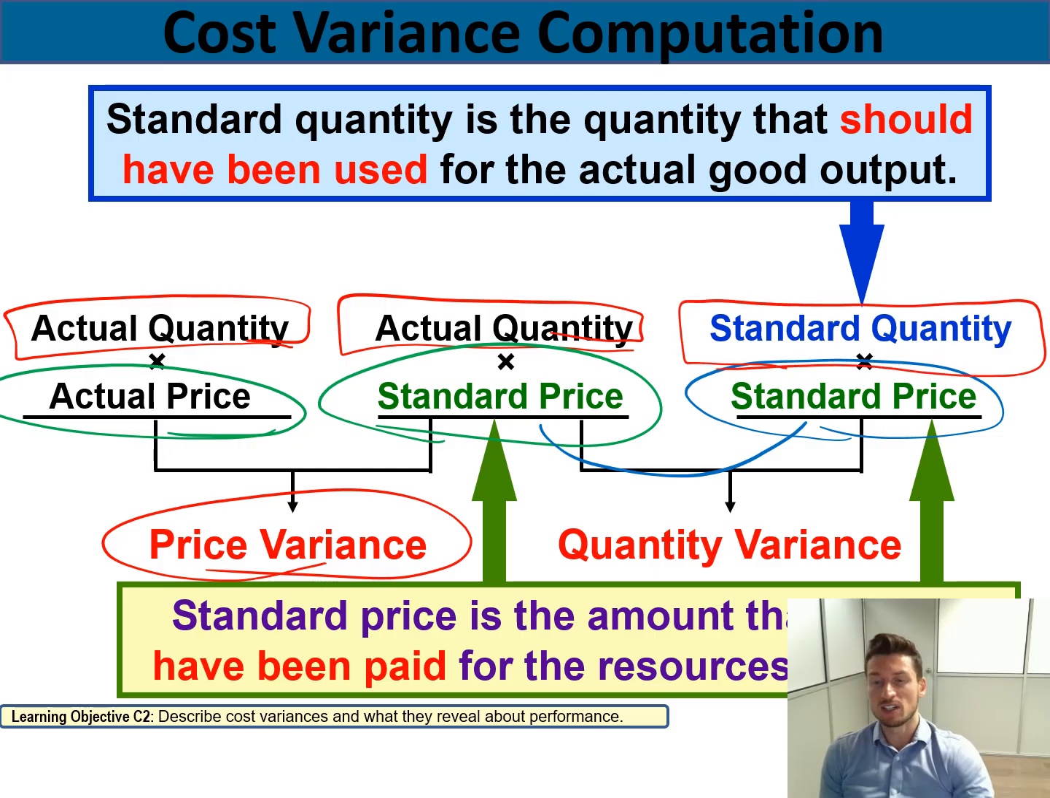How do we calculate standard quantity? Because actual quantity will be given, actual price will be given, standard price will be given. What we need to calculate most of the time is standard quantity. So standard quantity will be the quantity that should have been used for the actual good. So it's important to remember the standard quantity is the quantity we were supposed to use in order to produce the actual good output. But we're going to see it with an example, okay?